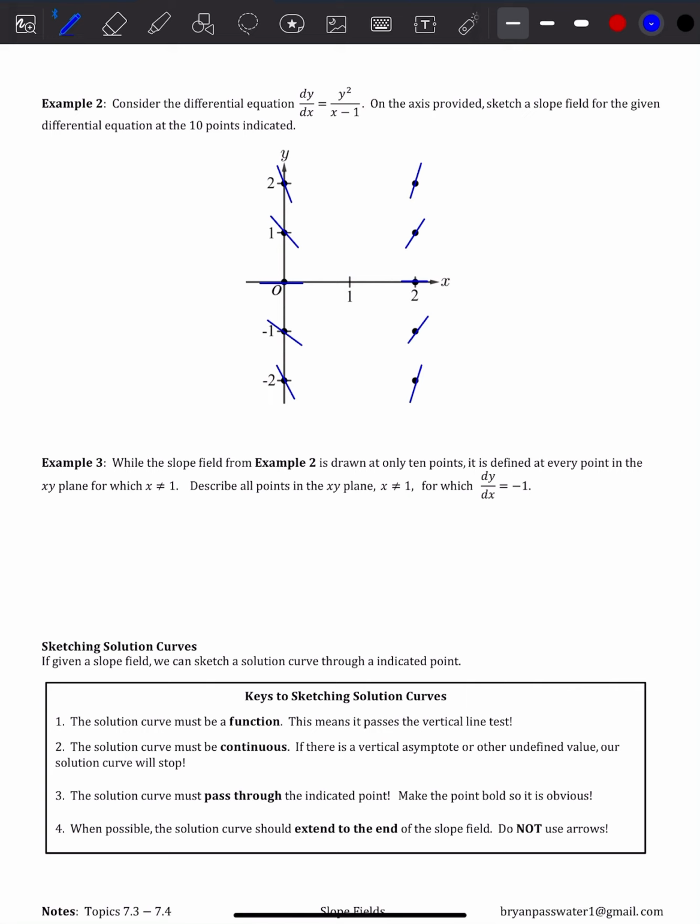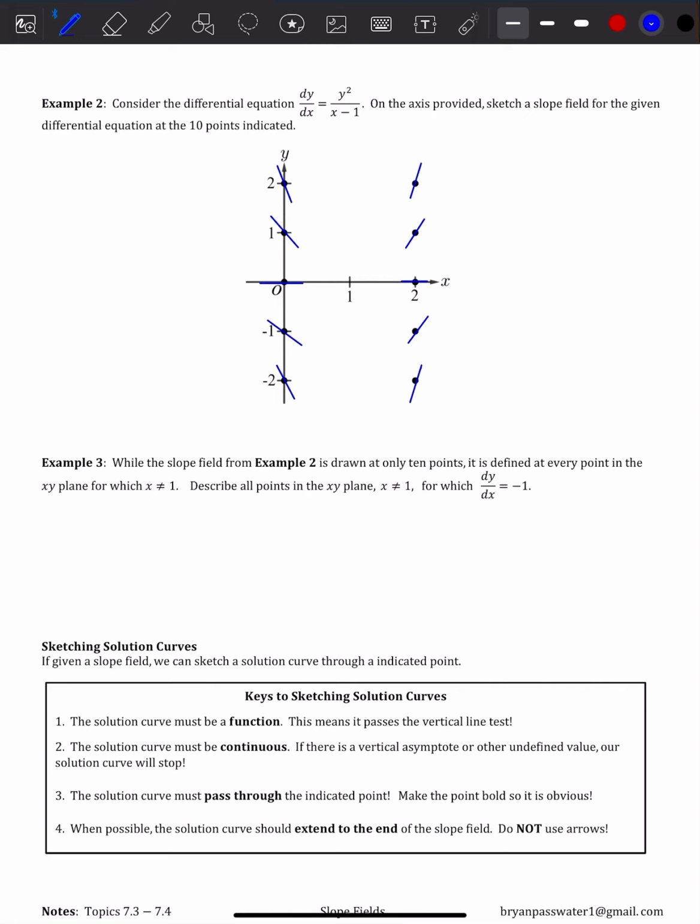When we look at slope fields at just a couple points, even just 10 points, it's not really giving us a whole picture here, but that is okay. It just takes a little bit more time to kind of think through what we're doing. So while the slope field from example 2 is drawn at only 10 points, it is defined at every point in the xy plane, in which x does not equal 1.